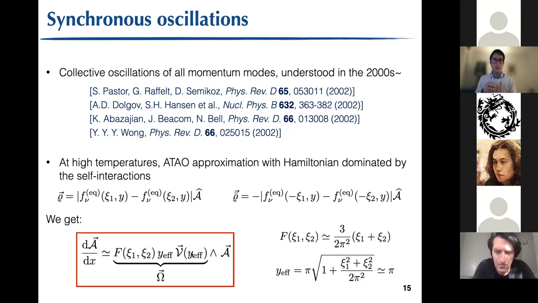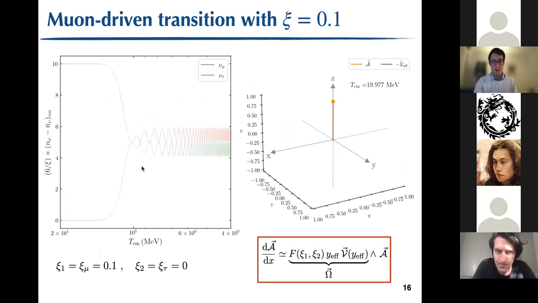So either this transition is adiabatic, so A will follow V and then no oscillations can take place, or this transition is really abrupt, and then there will be quite a wide angle between A and H0, and then we will observe some synchronous oscillations. So let's check that here.